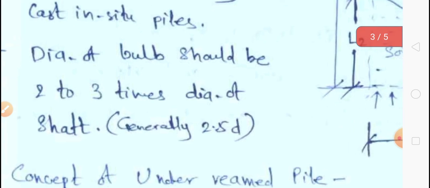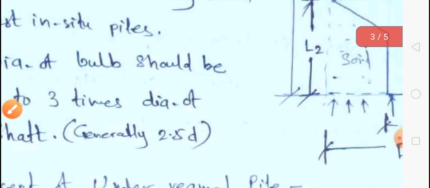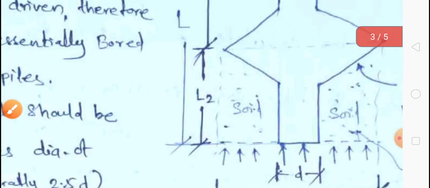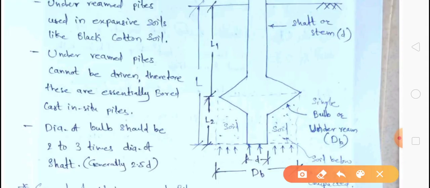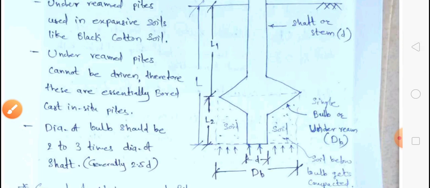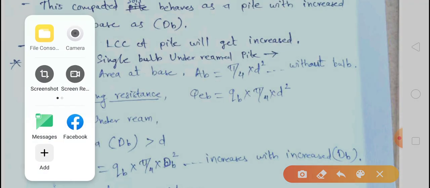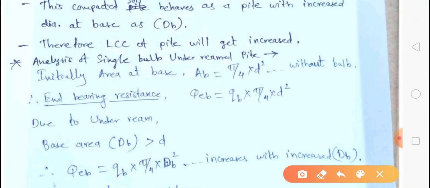Then the third point: the diameter of the bulb should be 2 to 3 times the diameter of the shaft, generally 2.5 D. Here I have shown the shaft or stem with diameter d, and the diameter of this bulb dB will be 2 to 3 times the diameter of the shaft. Now let us go for analysis of how we can analyze this bulb.